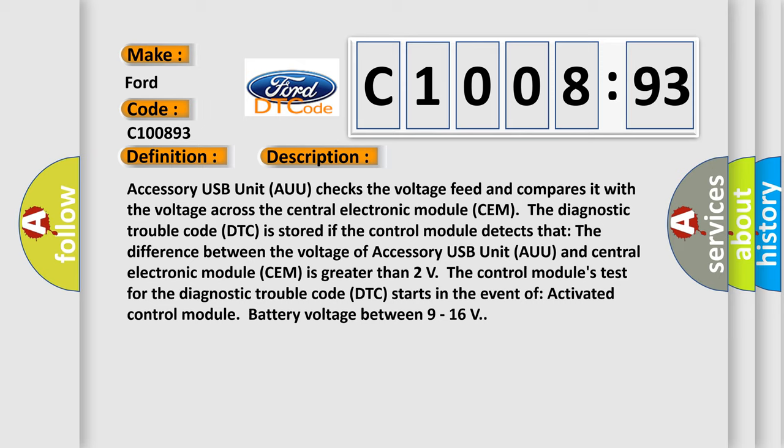Accessory USB unit AUU checks the voltage feed and compares it with the voltage across the central electronic module SEM. The diagnostic trouble code DTC is stored if the control module detects that the difference between the voltage of accessory USB unit AUU and central electronic module SEM is greater than 2 volts. The control module's test for the DTC starts in the event of activated control module battery voltage between 9 to 16 volts.